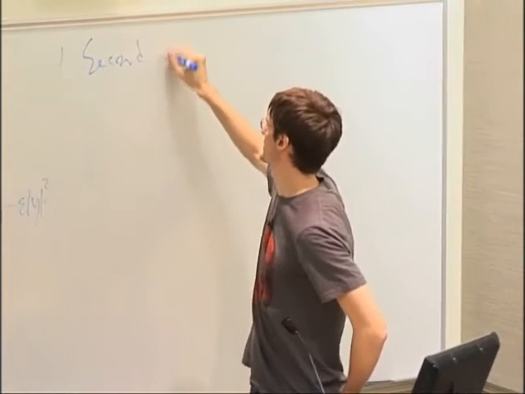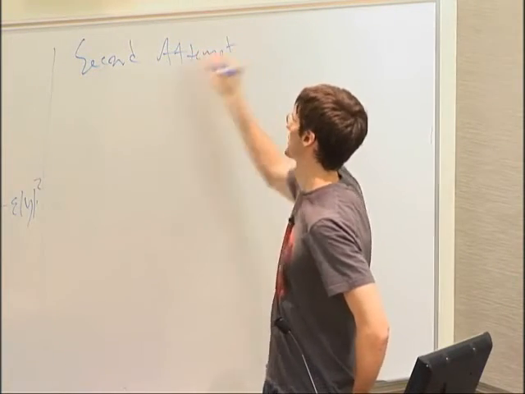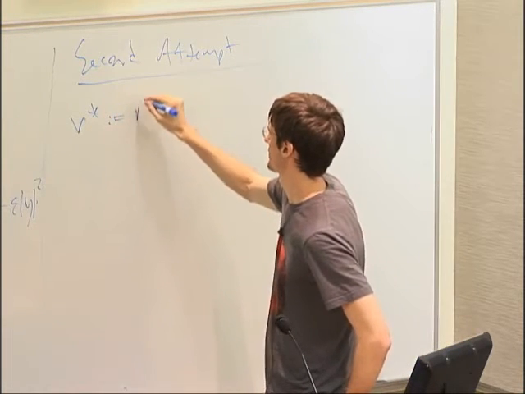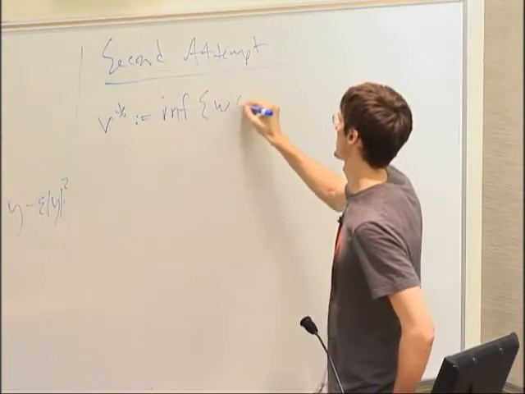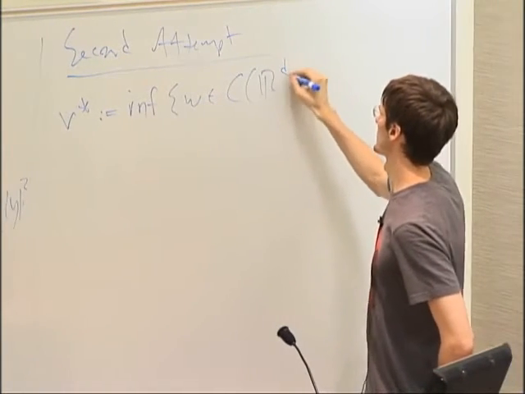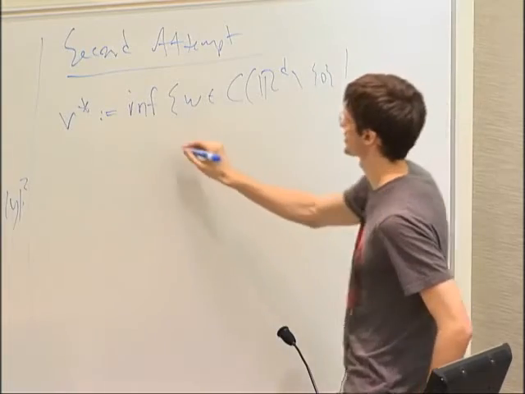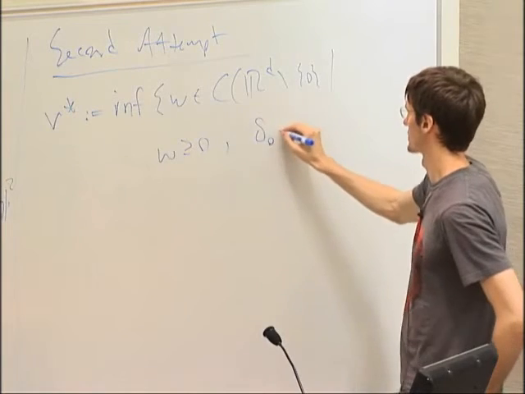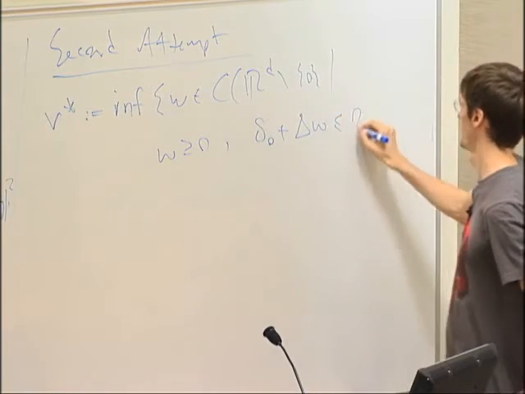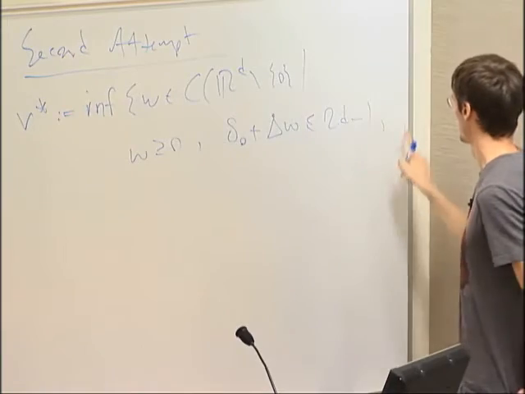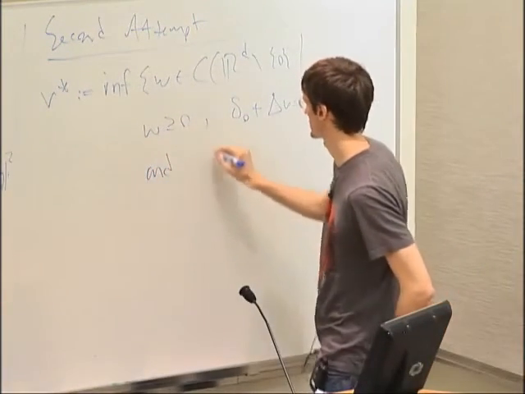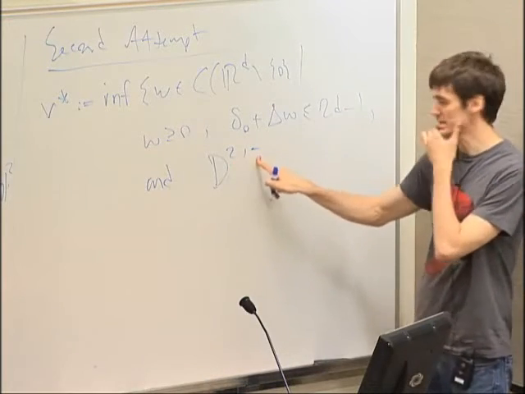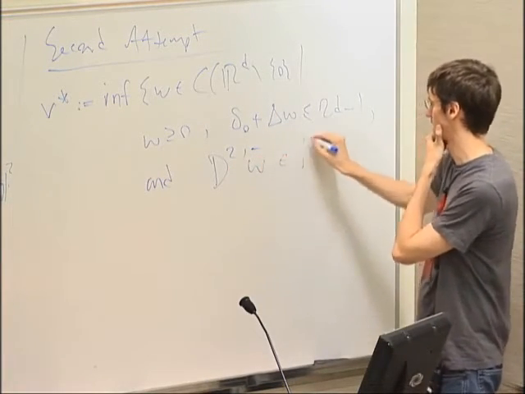So now, what's the new candidate? This is the second attempt. This new candidate is we're going to take the inf of all the w that are continuous on R^d minus the origin, such that w is non-negative, and we're going to keep this constraint with the Dirac, so we also know this. And then we're also going to include this thing. I'm going to use kind of funny notation: I'm going to write D^2 w is contained in gamma.